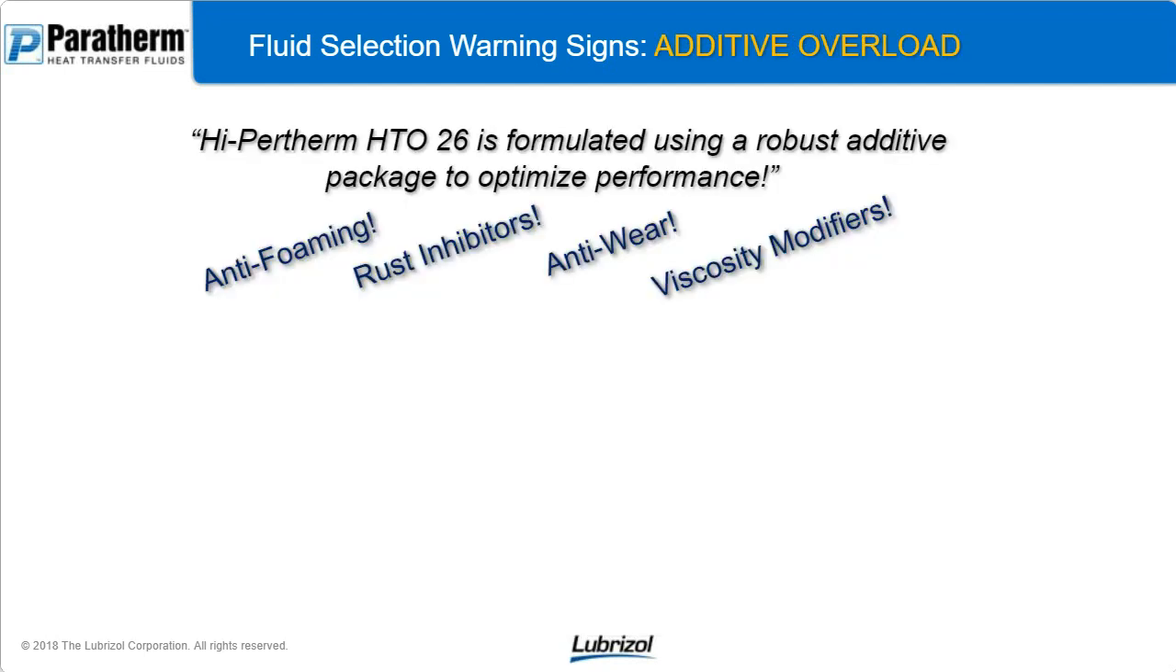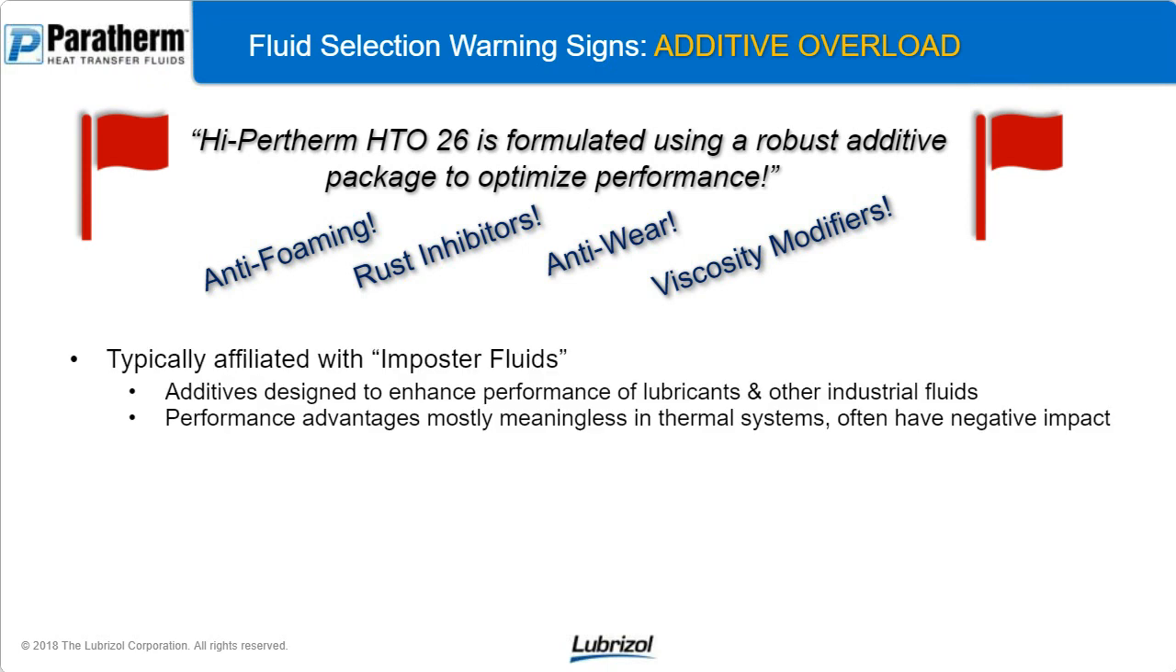As promised, let's talk about additive overload. You see a quote similar to this: Hypertherm heat transfer oil 26 is formulated using a robust additive package to optimize performance. Features anti-foaming, rust inhibitors, anti-wear, viscosity modifiers. All these things are not necessarily bad things when you're talking about high performance industrial use fluids. But when we're looking at a thermal fluid, something that's specifically designed to transfer heat, big red flags. Something like that is a big red flag. And the reason being is these are typically going to be affiliated with those imposter fluids we talked about earlier.